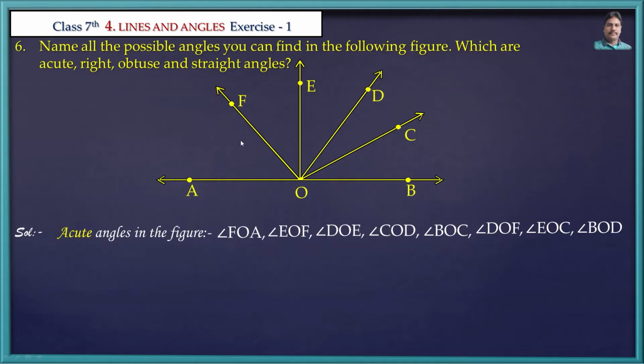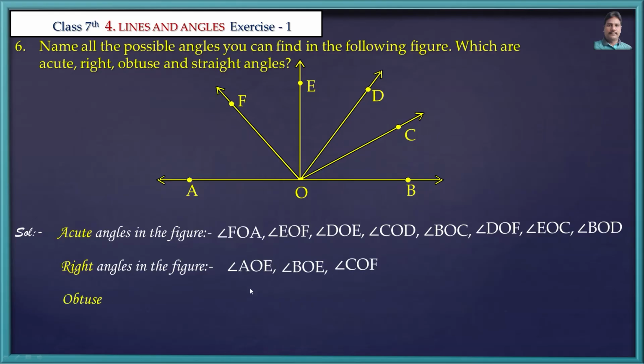Now we go for the right angles in the figure. There are three right angles. Angle AOE, this is a right angle, and also angle BOE, also a right angle. There is another right angle, angle COF. These are the three right angles in this figure.